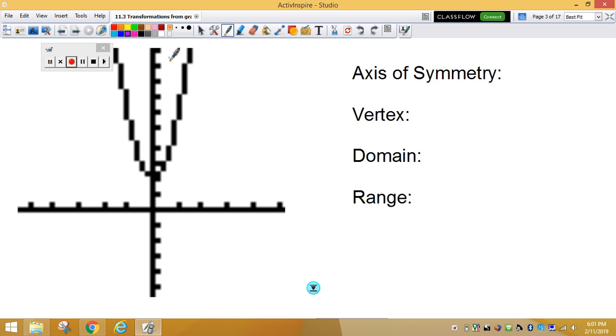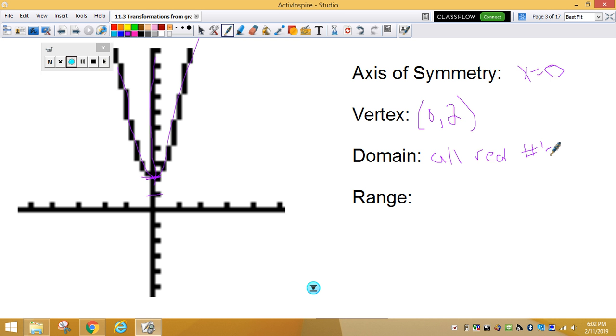All right, let's do another one. Oh, this one's kind of blurry, but we can get through it. All right, so axis of symmetry again is right down the middle, so that's going to be x equals 0. Your vertex is down here at the very bottom, so that ordered pair would be 0, 2. Domain, it's going to go left forever, and it's going to go right forever. So your domain is all real numbers.